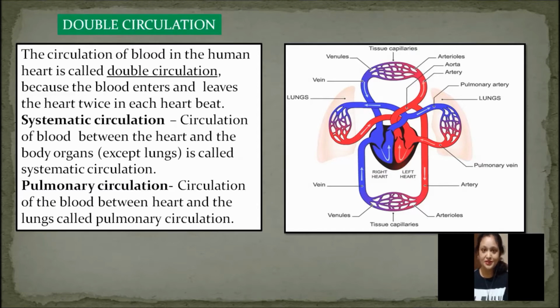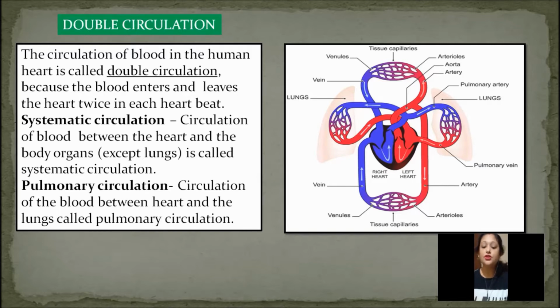Through our PPT I'm going to explain the double circulation system of the human heart. In the previous slide I already explained the cardiac cycle. The cardiac cycle completes one heartbeat, the whole pumping process of the blood through the heart to the different parts of the body. That is known as one cardiac cycle. Now the one cardiac cycle is completed by the double circulation process. The one cardiac cycle has to be completed in the process of double circulation.